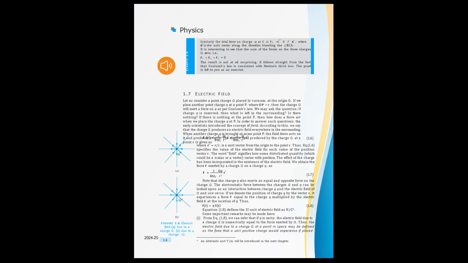The electrostatic force between the charges Q and q can be looked upon as an interaction between charge q and the electric field of Q and vice versa. If we denote the position of charge q by the vector r, it experiences a force F equal to the charge q multiplied by the electric field E at the location of q. Thus, F of r is equal to q times E of r. Equation 1.8 defines the SI unit of electric field as Newton per Coulomb.